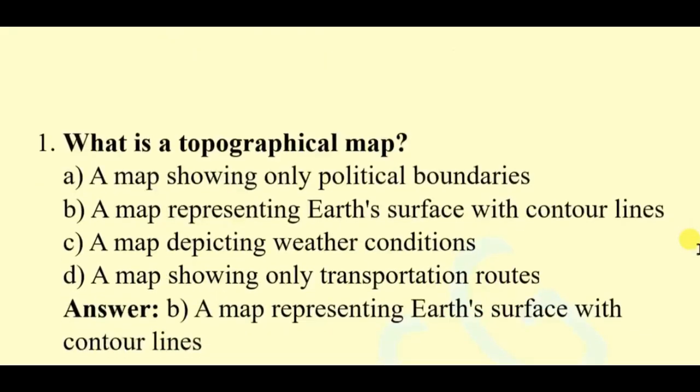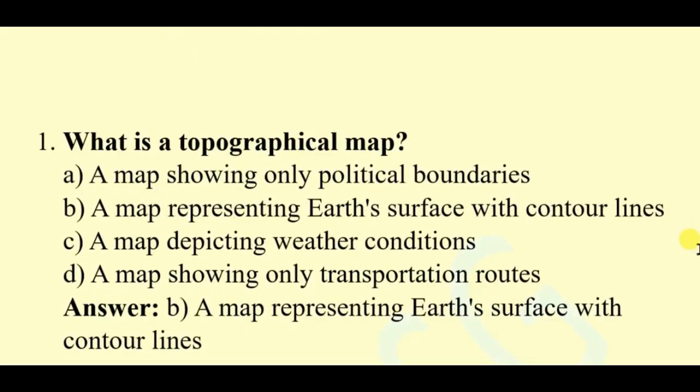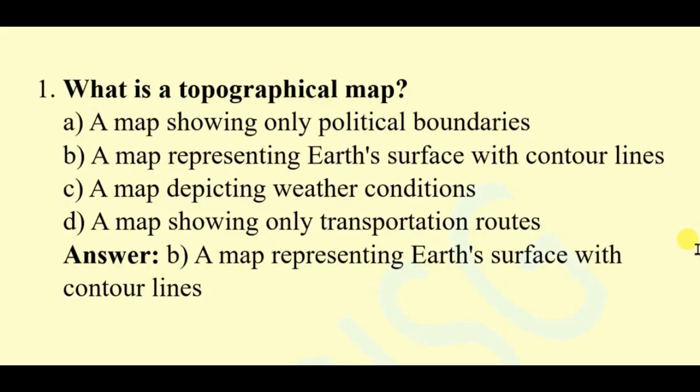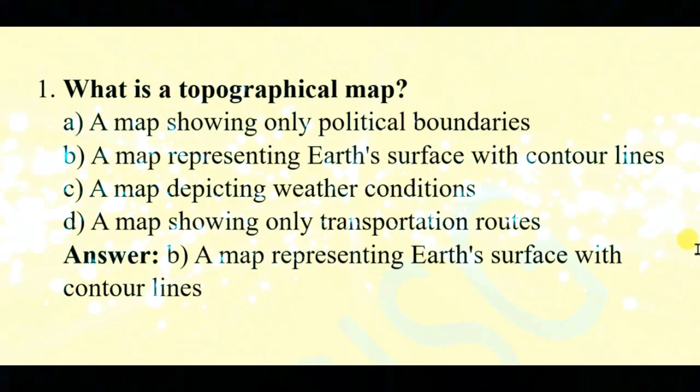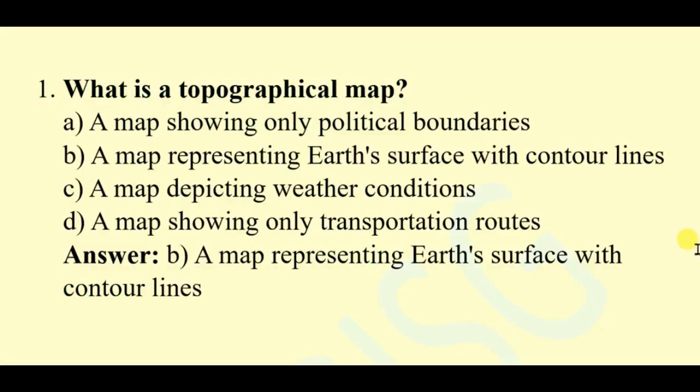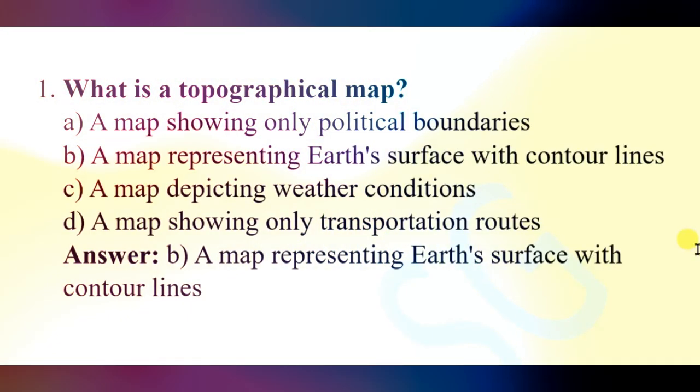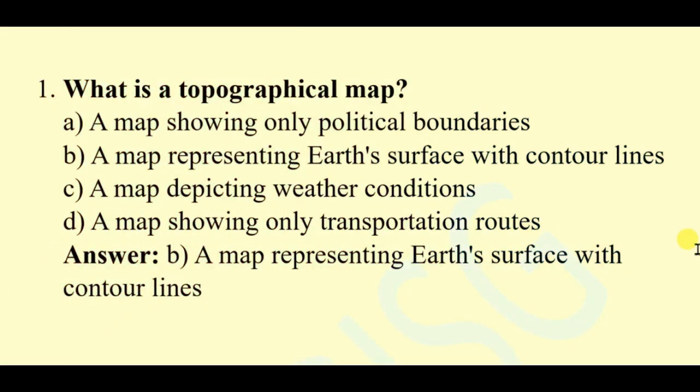First one is basics of topographical maps. What is a topographical map? Options are: a map showing only political boundaries, a map representing Earth's surface with contour lines, a map depicting weather conditions, a map showing only transportation routes. Here the correct answer will be a map representing Earth's surface with contour lines. Topographic means Earth's surface.